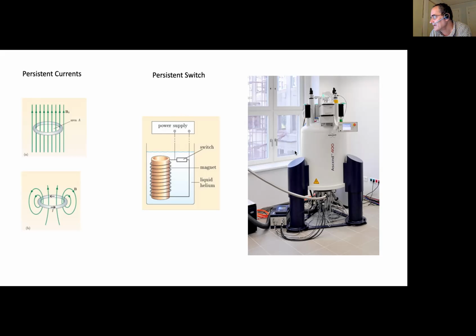So the magnet in the chemistry department sits at a constant magnetic field essentially forever, as long as it's taken care of and topped off. And so it doesn't need to be maintained by a power supply. That's a persistent switch, which allows us to make use of persistent currents in a superconducting electromagnet. One of the great advantages of these is that in their normal operation, they don't require any electrical power to operate the magnet.